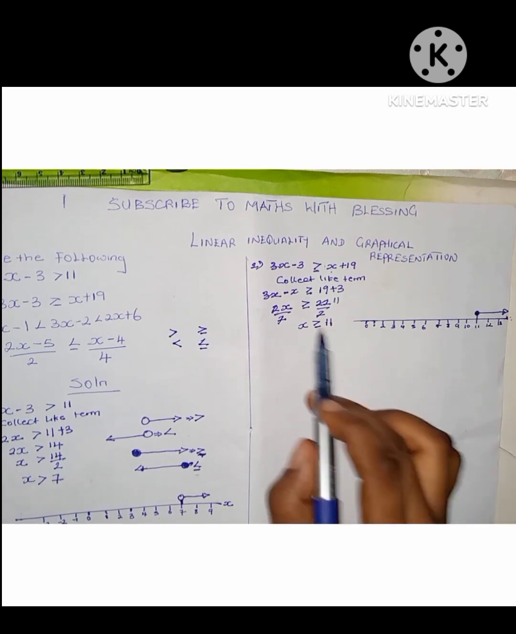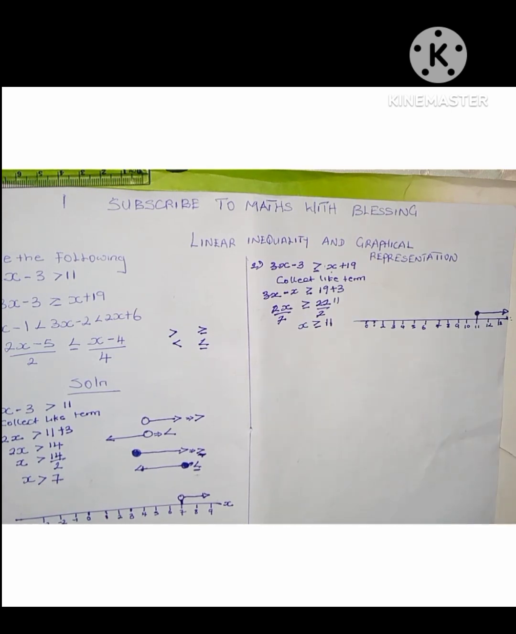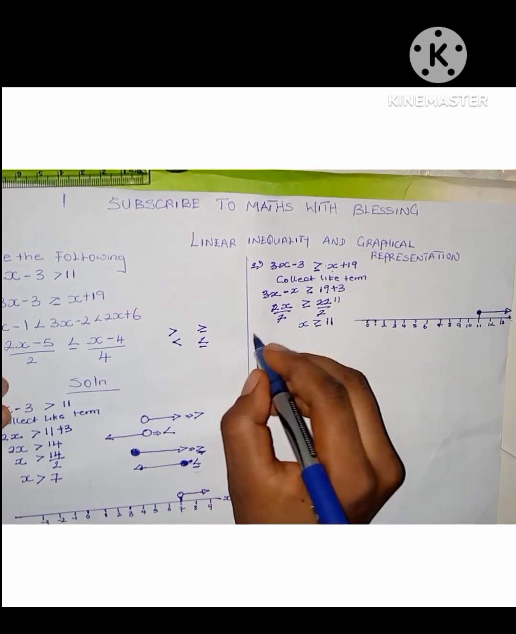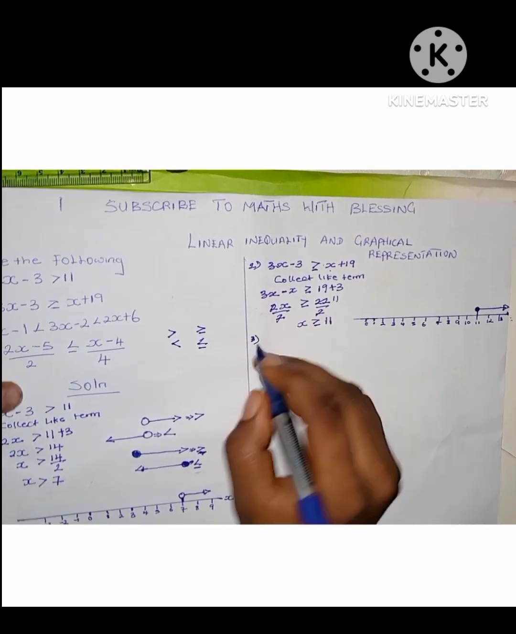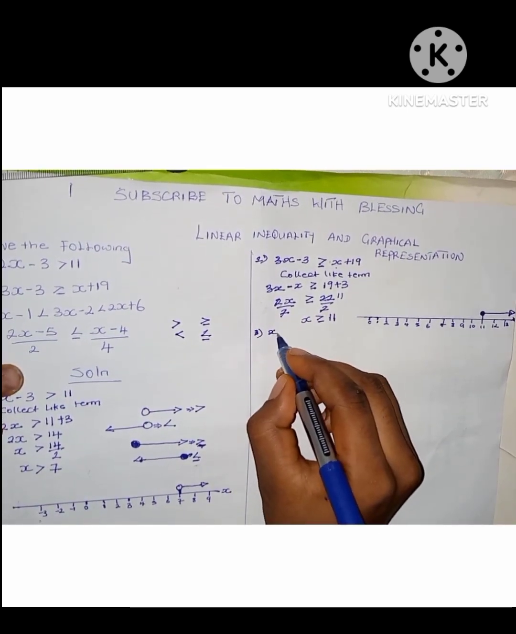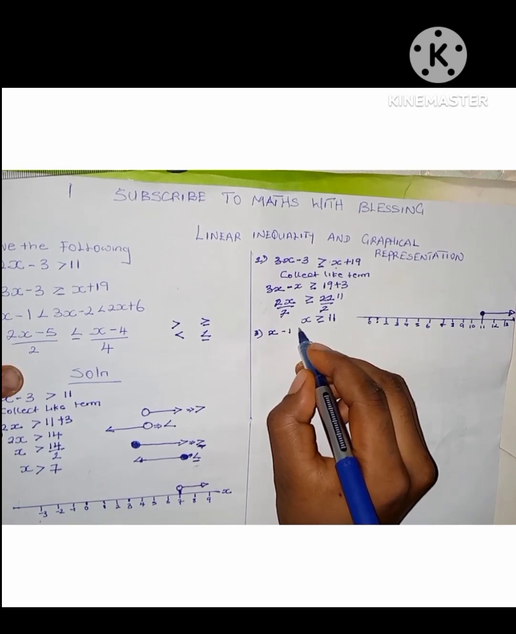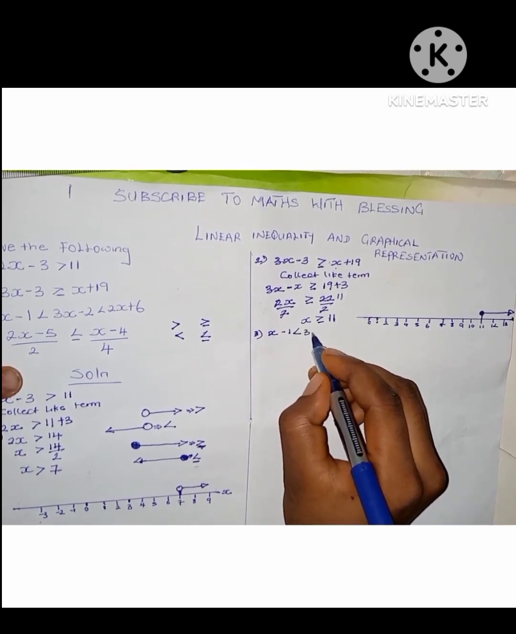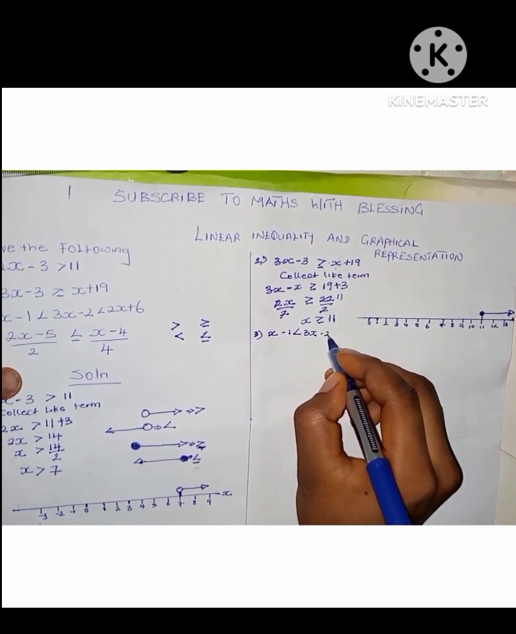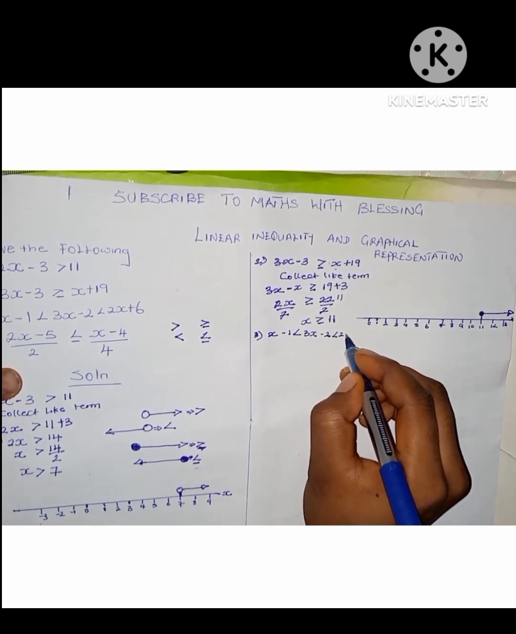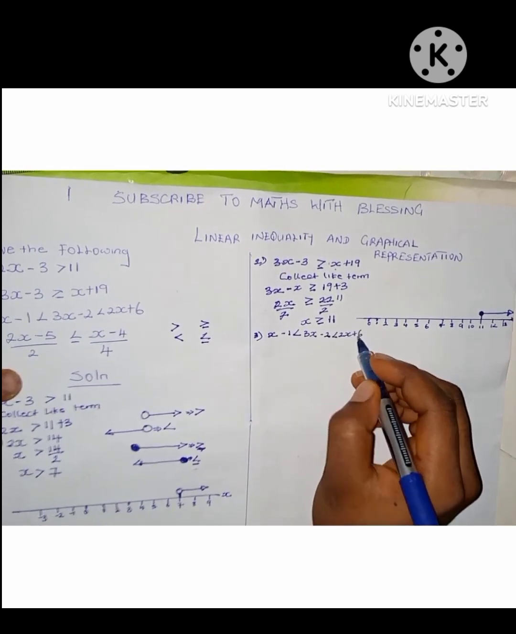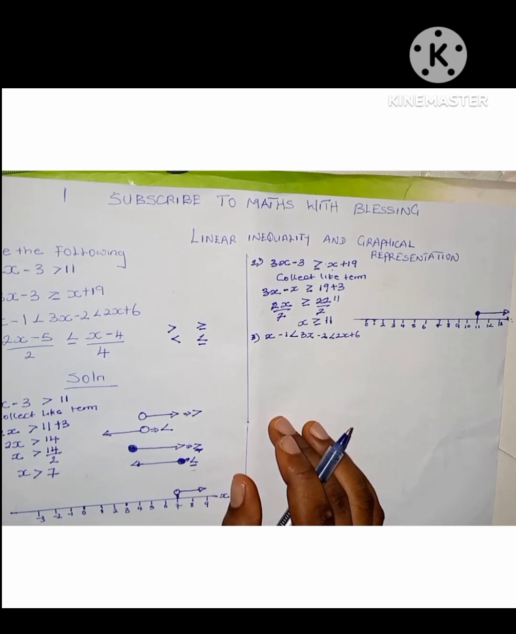And I shaded it to show you that it is greater than or equal to. So the next one is number 3. Number 3 says x minus 1 less than 3x minus 2 less than 2x plus 3. Now this is quite confusing to some students. They normally find it confusing.